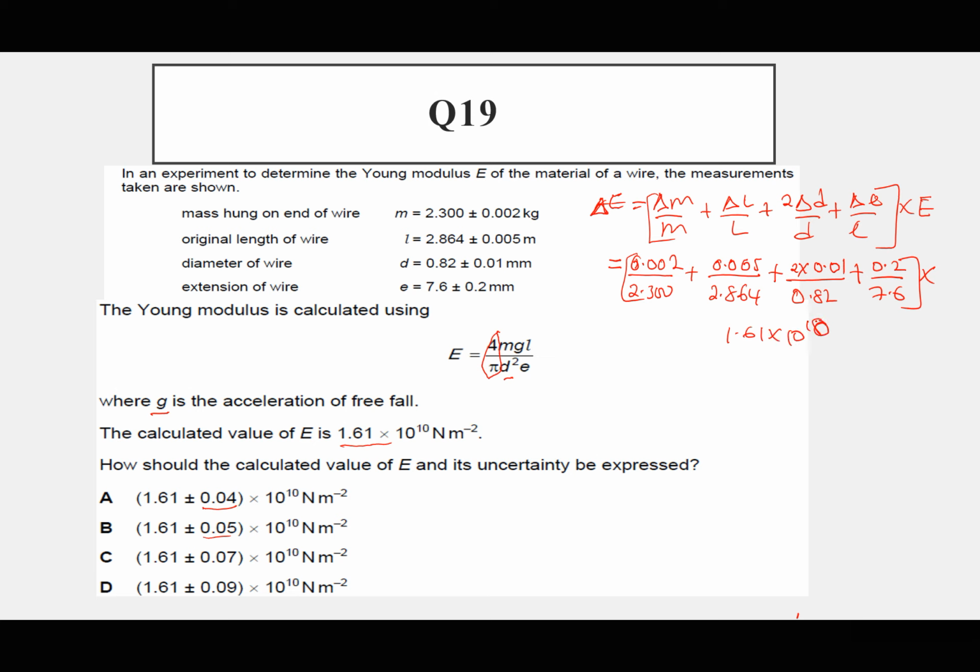Now I want you to note that I've not bothered converting the units, because I'm dividing quantities with the same units. The absolute uncertainties have the same units as the most likely value, so I don't need to convert units. So let's press our calculator and see what we get. You can press yours too and see what you get.